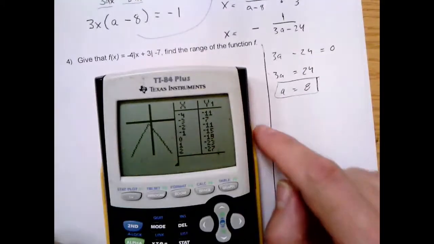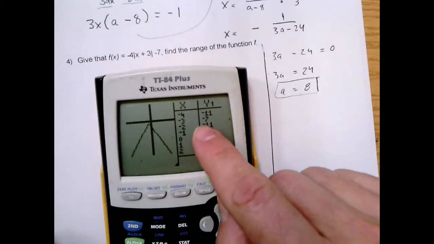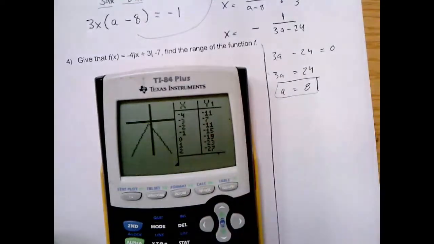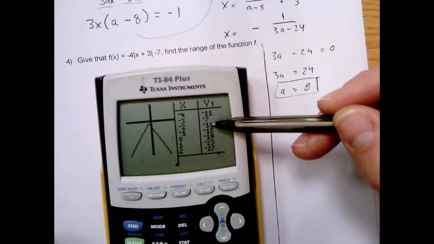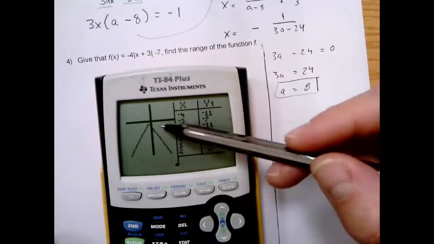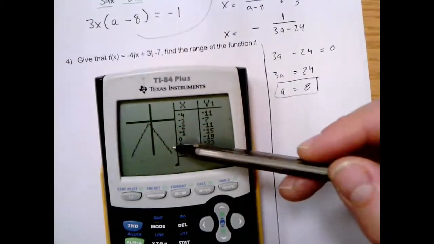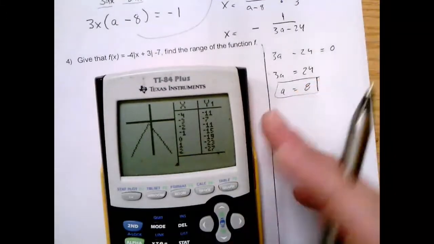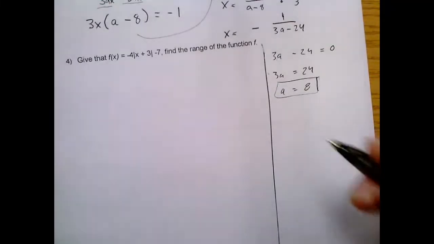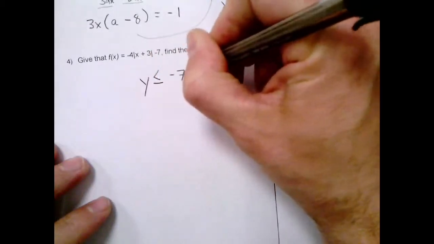And looking at it, if you look at this table, this is really nice because this clearly shows where that vertex is at. That vertex is at y equals negative 7. And we can see that pretty clearly because it goes down on either side from there. So I know that if this vertex here is at y equals negative 7, my range is all of those values below it all the way down to negative infinity. So looking at that, we could say that our range is just y must be less than or equal to negative 7.